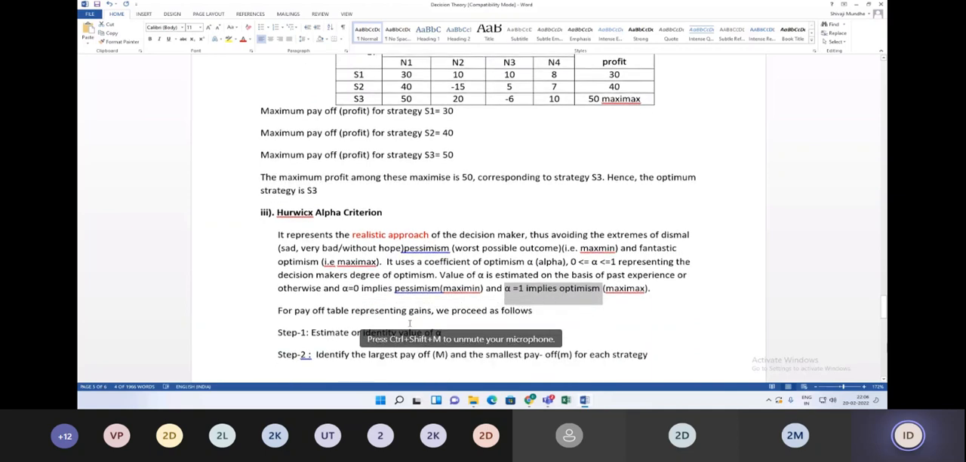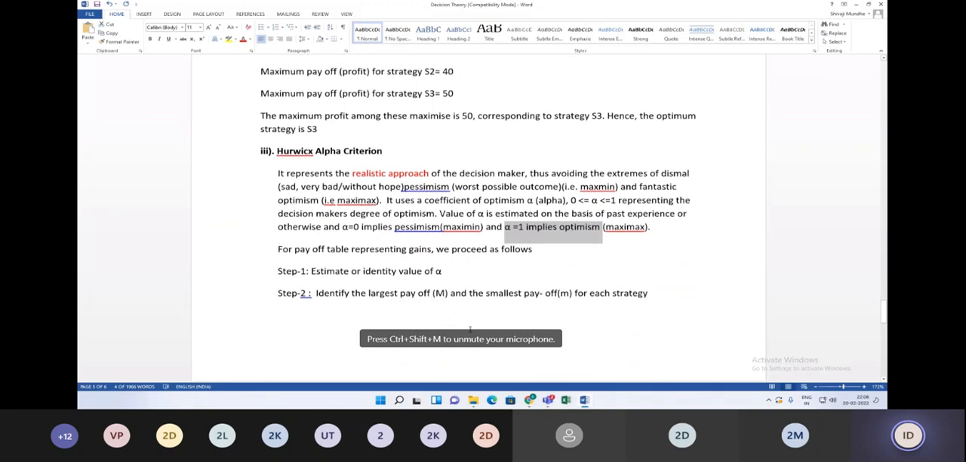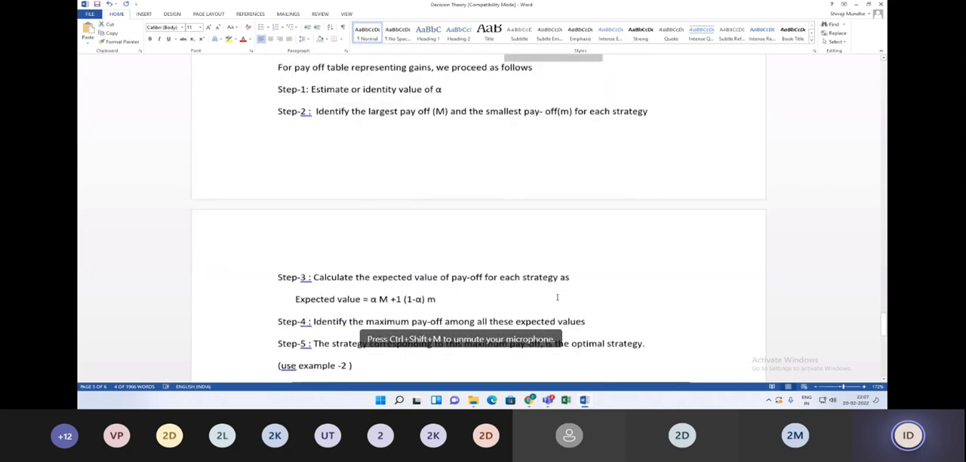For a pay table of representative gains, we proceed as follows. The steps or algorithm: estimate or identify the value of alpha. Sometimes the value of alpha is estimated, or sometimes it is referred from the table. Doesn't matter, you can assume your own alpha value. Identify the largest payoff, capital M, and the smallest payoff, small m, for each strategy. Now this is important.